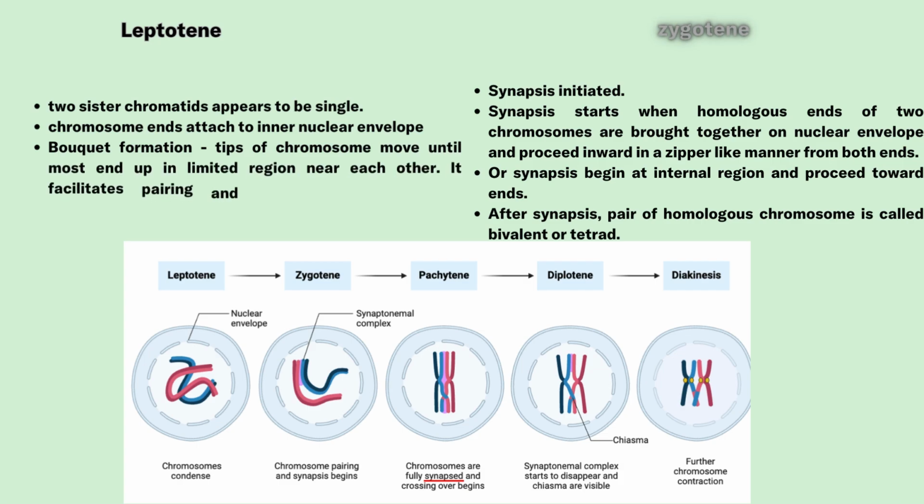There is bouquet formation, in which the tips of chromosomes move until most end up in a limited region near each other. It facilitates pairing and synapsis of homologous chromosomes. Next is zygotene. In zygotene, synapsis is initiated. Synapsis starts when homologous ends of two chromosomes are brought together on the nuclear envelope and proceeds inward in a zipper-like manner from both ends. Or synapsis begins at an internal region and proceeds toward the ends. After synapsis, a pair of homologous chromosomes is called a bivalent or tetrad.